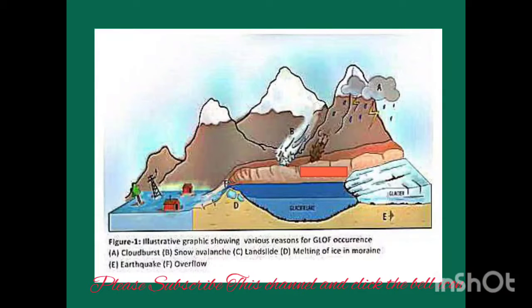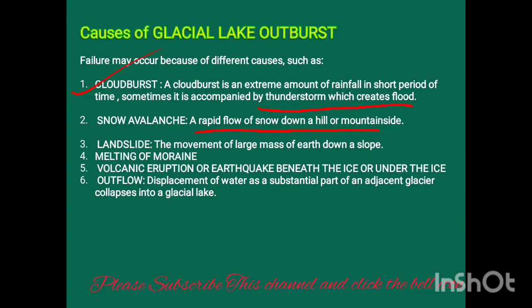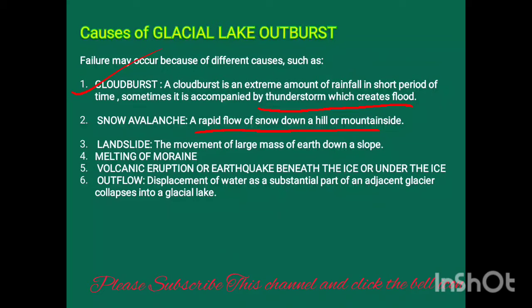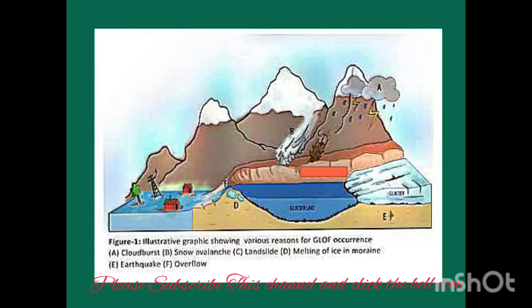What is a cloudburst? Cloudburst is an extreme amount of rainfall in a short period of time. Sometimes it is accompanied by hailstorm, thunderstorm, etc., which create massive floods in that region. And if a cloudburst occurs in those regions, snow avalanches might occur. So what are snow avalanches? An avalanche is a rapid flow of snow down a hill or mountainside, and they move downward in this fashion.